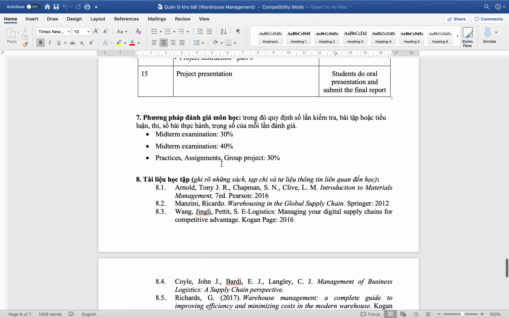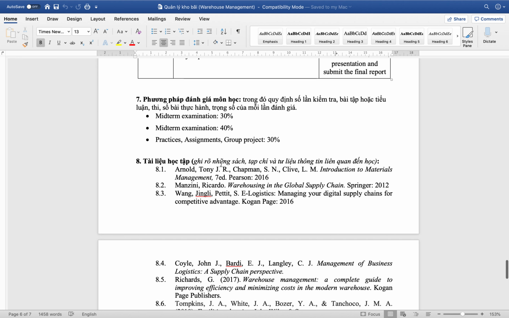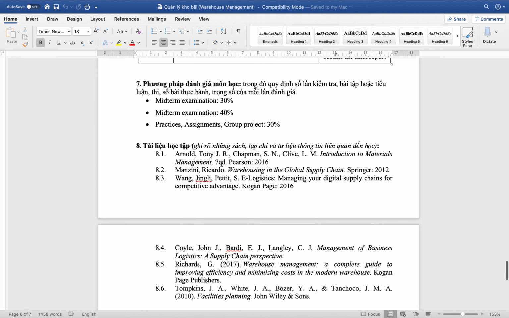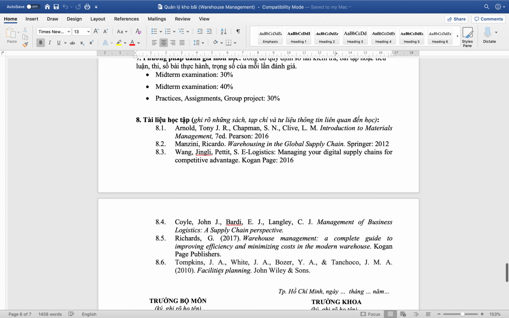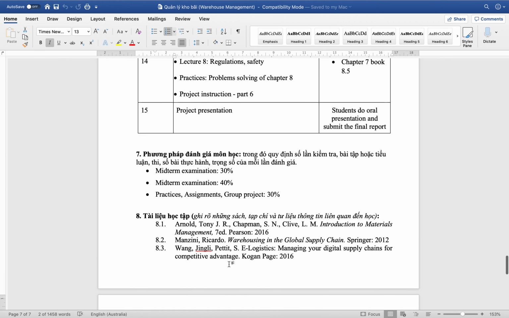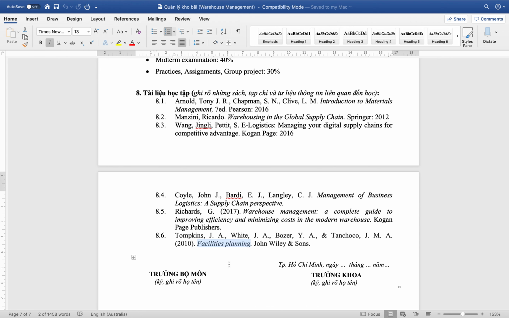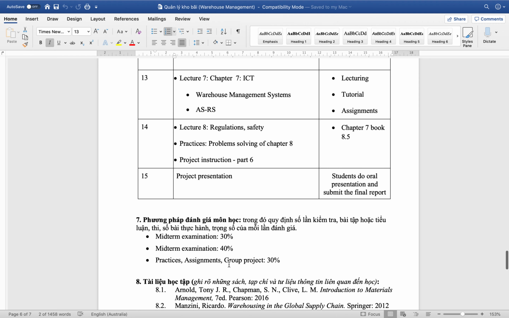And for the syllabus that we already posted online on Blackboard, you have the list of all the books as well as all the references for this course. And remember that the main book that we will use for this course is Facility Planning, written by John Tompkins and other authors, which I believe you can borrow from the library.